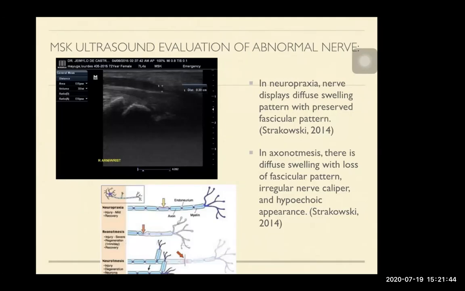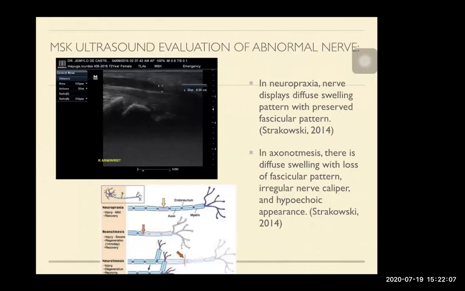So the more basic ones, a temporary swelling of the nerve is characterized as a neuropraxia. Okay, it almost looks like a nerve that you temporarily impinge, and when the nerve is impinged, it begins to swell, but the fascicular pattern would still be the same.